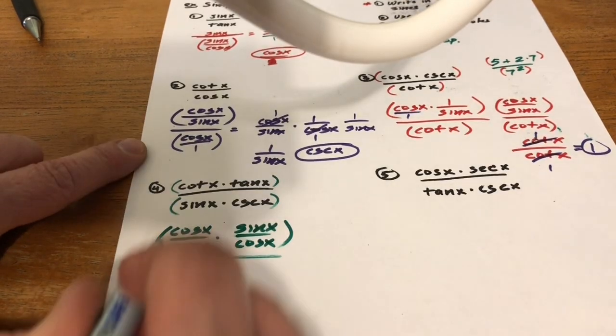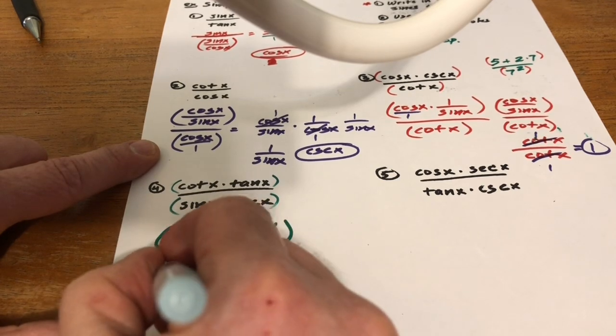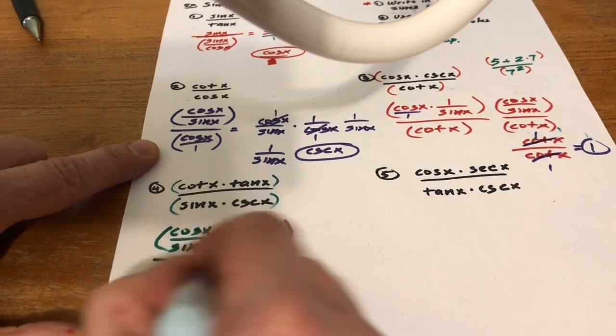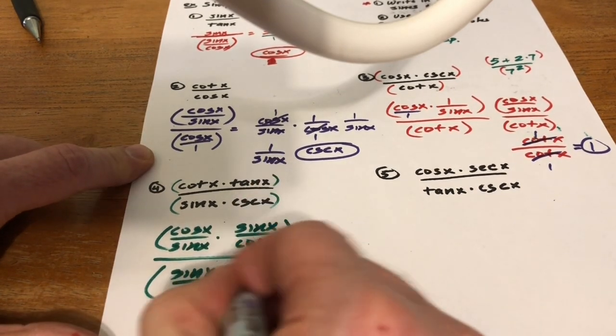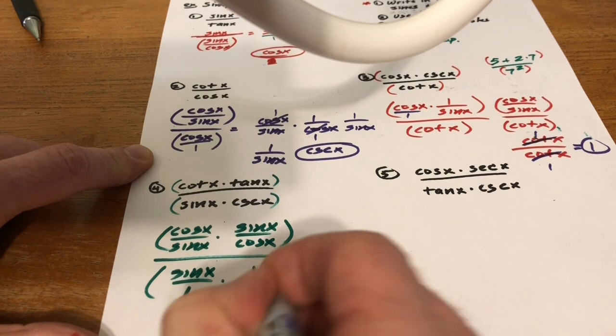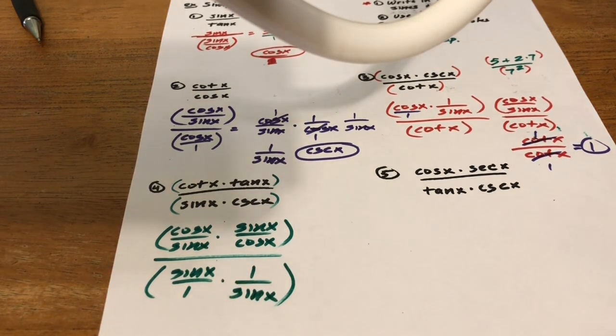In our denominator, we have sine. That's already written in terms of sines and cosines. We'll write it as sine over 1. And cosecant is 1 over sine.